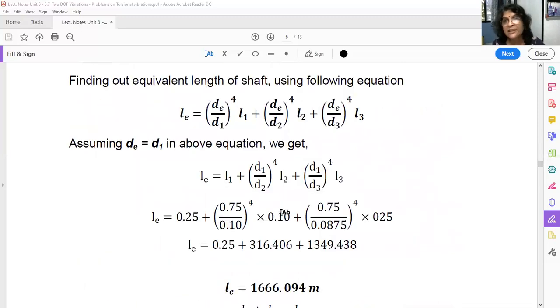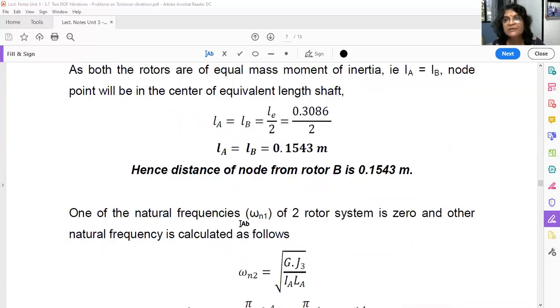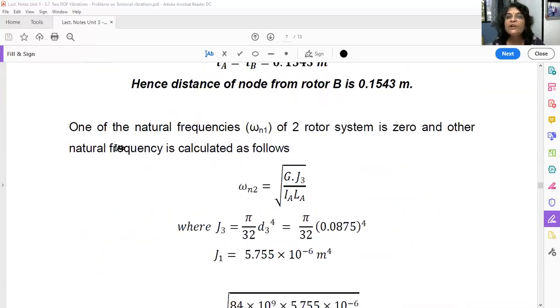Then later on, we find out the natural frequencies. So what is the formula? One of the natural frequencies of the two rotor system is 0. So what is the other natural frequency?